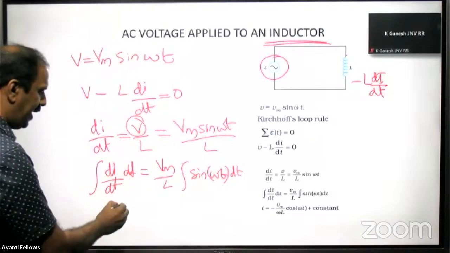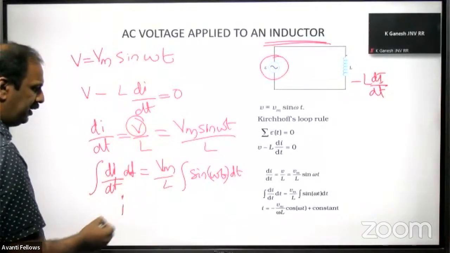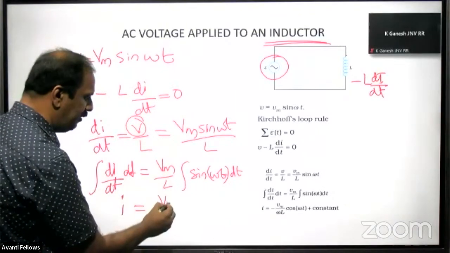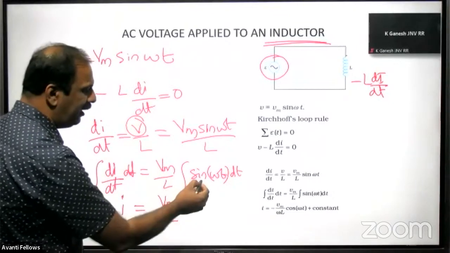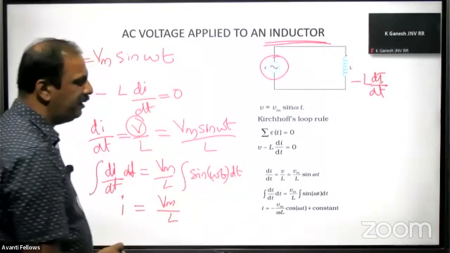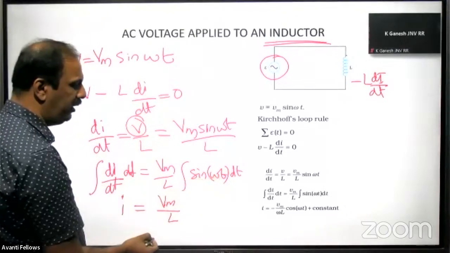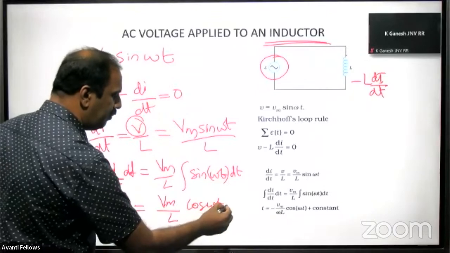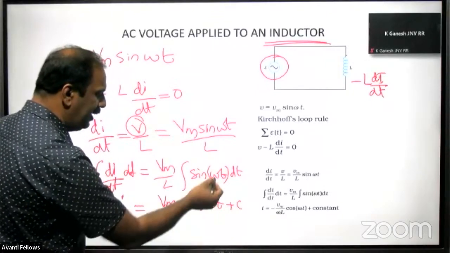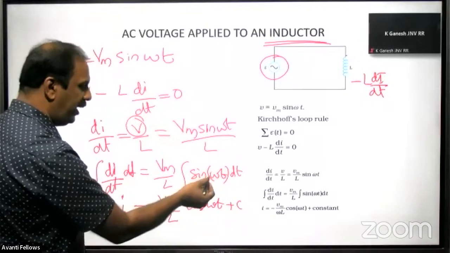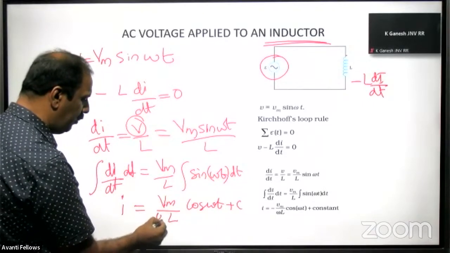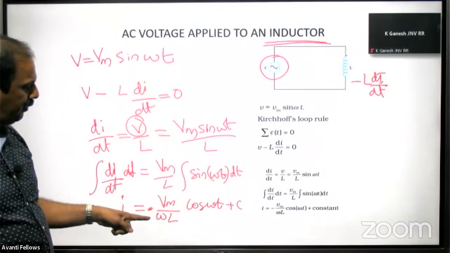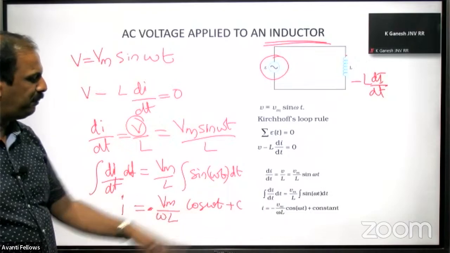So this integral will be I. Integral of di by dt will be I, is equal to the same thing we will keep here, constant here, Vm by L, and integral of sin omega t dt. So what you will get? Integral of sin omega t dt will be cos omega t plus a constant, and you have to multiply because it is not cos t, it is cos omega t. So you have to divide it by omega here, and a minus sign also will come. Minus Vm divided by omega L cos omega t plus C you will get.